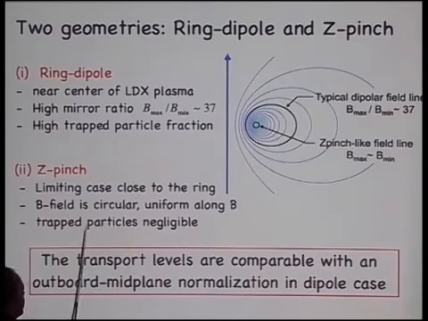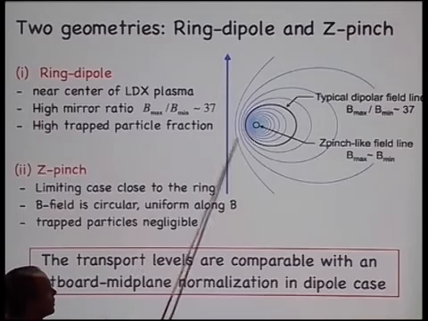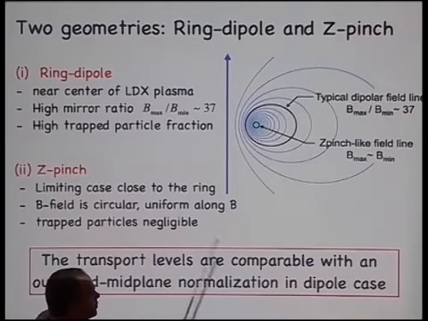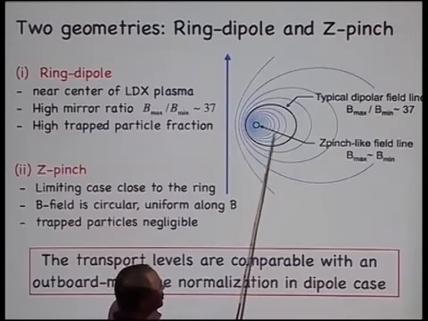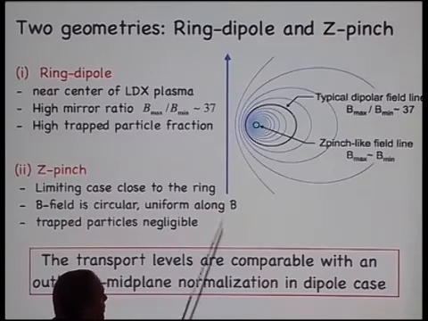And in that limit, everything becomes uniform along circular magnetic field lines. So that's a very nice theoretical limit. The direction around the magnetic field is an ignorable direction, so it's much easier than dealing with a dipolar field line like that. I'm going to sometimes be talking about one kind of result and sometimes the other, because so far, it seems like in every regime we've gone in, if you normalize things to parameters of the outboard midplane in the dipole, you get absolute levels of transport that are within a factor of a few of what you get in the Z-pinch limit.